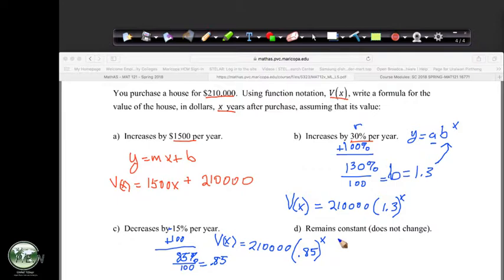Remains constant, does not change. This sometimes is the hardest one to come up with, but does not change.